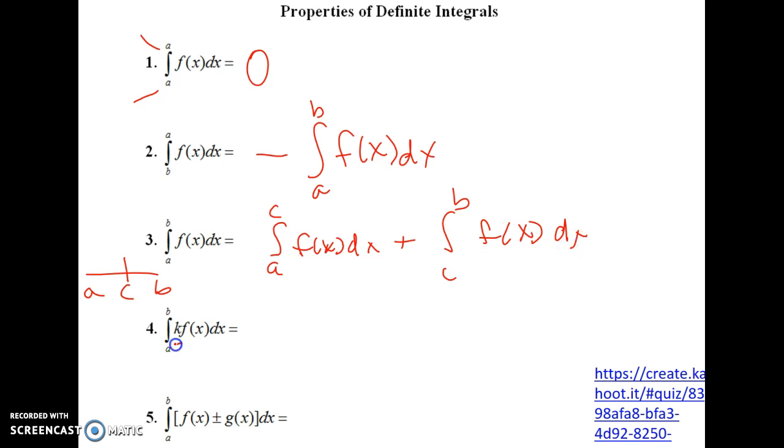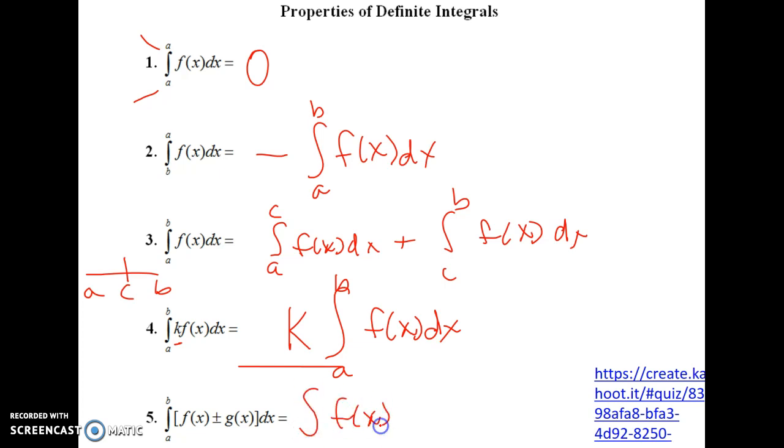If you have a coefficient, you can pull that coefficient out and then multiply it to the integral. And again, these last two you've seen many times. If you have a polynomial, you can add the integrals up of each piece from their same lower bounds and upper bounds.